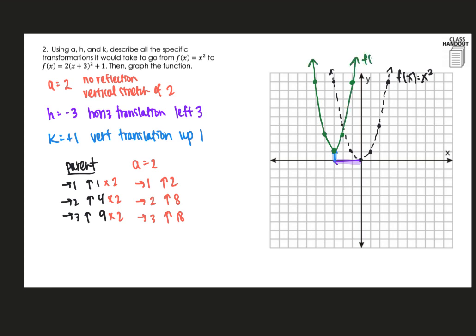So here's my graph, f of x equals 2 times (x plus 3) squared plus 1. And it looks how we would suspect. There's no reflection, so it's going in the same direction. However, it is skinnier than our parent function, f of x equals x squared.